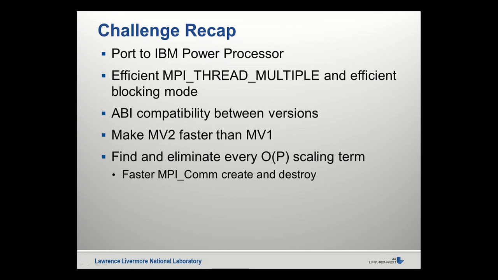Okay, so with that, let me recap just real quickly through the challenges. Number 1, port to Power. 2, we like efficient thread multiple and efficient blocking communication. 3, eliminate the API breaks if possible, please. 4, MVAPICH 2, make that faster than MVAPICH 1 or at least equal to. And then finally, eliminate every linear scaling term in the library.